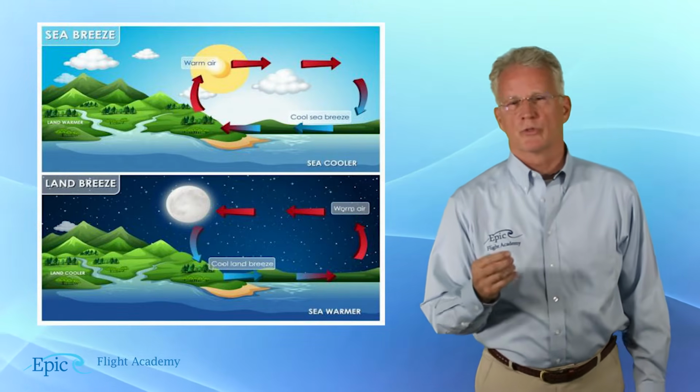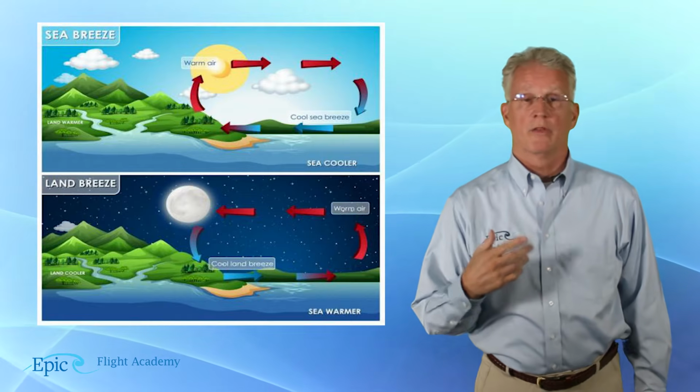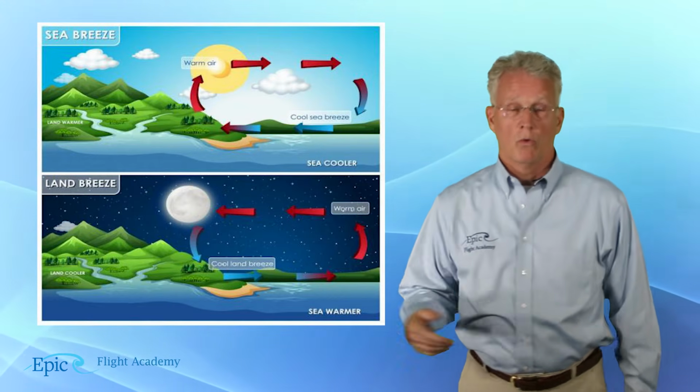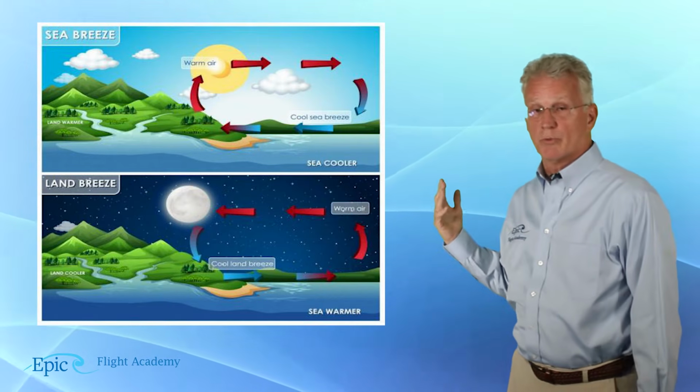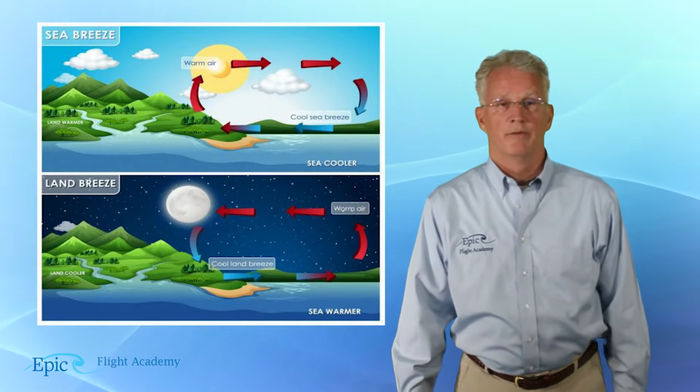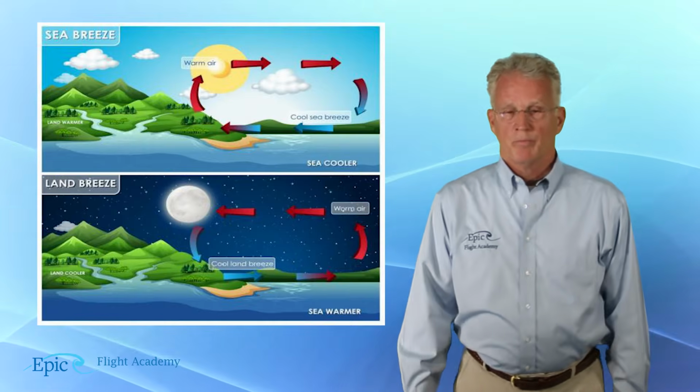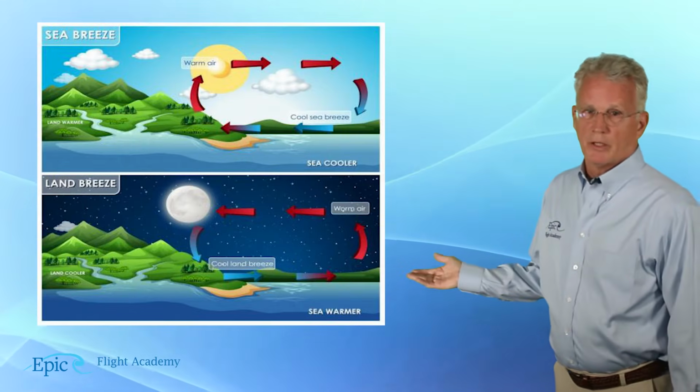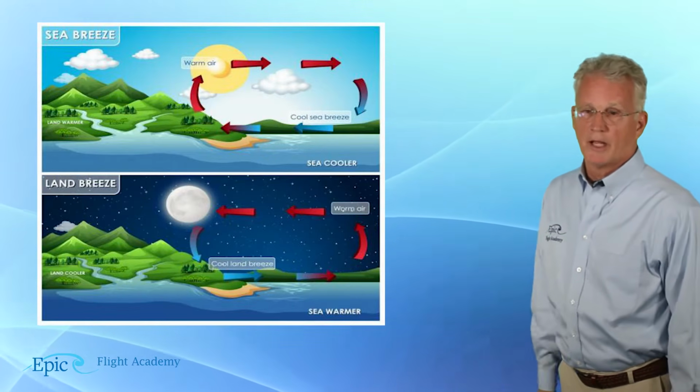That's a micro circulation pattern, or we call that local circulation, or during the day, a sea breeze. At night, of course, the reverse will happen, and we'll have a land breeze. You can see both of those depicted here, the sea breeze and the land breeze.